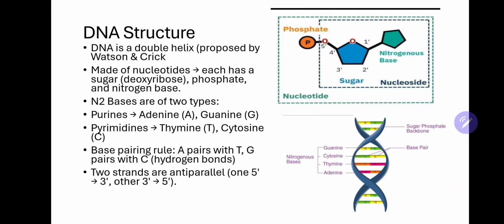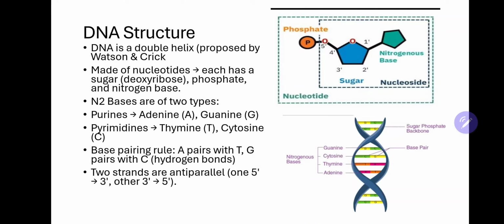As you can see in the topmost picture, a nucleoside is one which constitutes the sugar and the nitrogen base. That means the sugar and nitrogen base together are called a nucleoside, and if a phosphate group is added to that structure, it becomes a nucleotide. So a nucleotide consists of sugar, phosphate, and nitrogen base, and a nucleoside consists of a nitrogen base and sugar. If a phosphate group is added to that nucleoside, it will become a nucleotide.